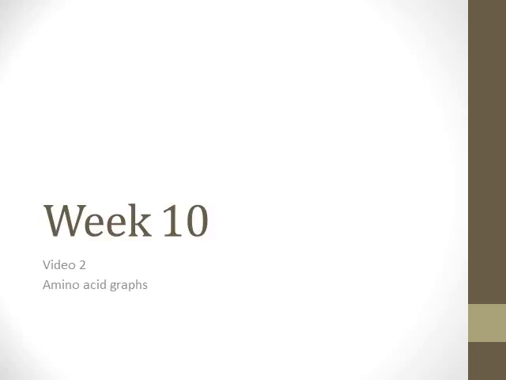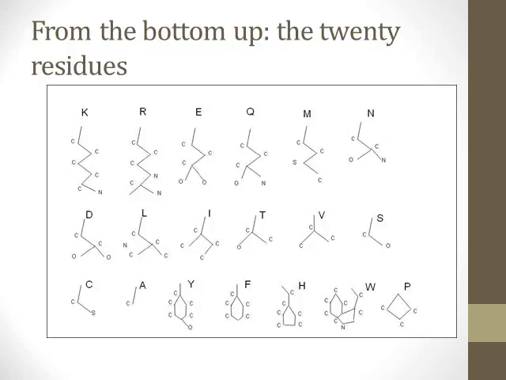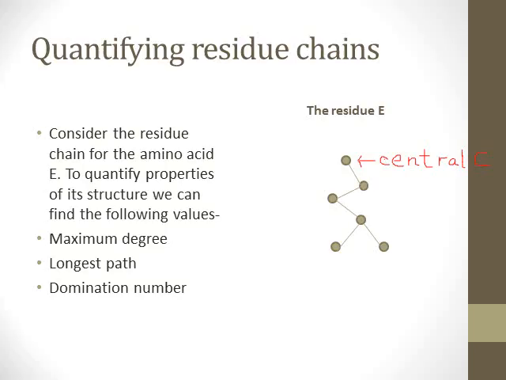This is video 2, amino acid graphs. Last time we saw that each of the 20 amino acids has a distinct residue structure. The residue structures are shown on this page. Consider the residue structure of the amino acid shown labeled B.